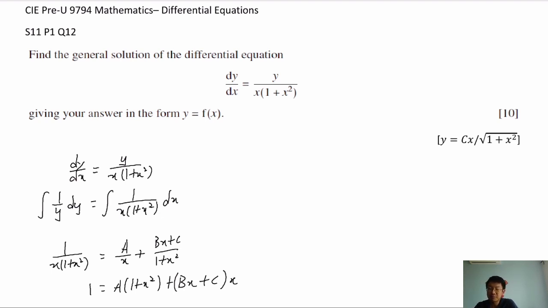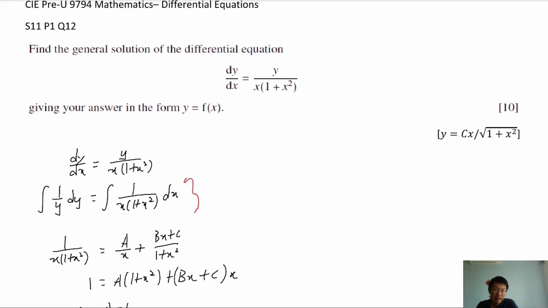The first thing is we separate the variables. We have the y and the x. The first step is we separate them. After we separate them, this is what we get. For the left hand side, it's 1 over y dy. It's very easy to integrate from there.